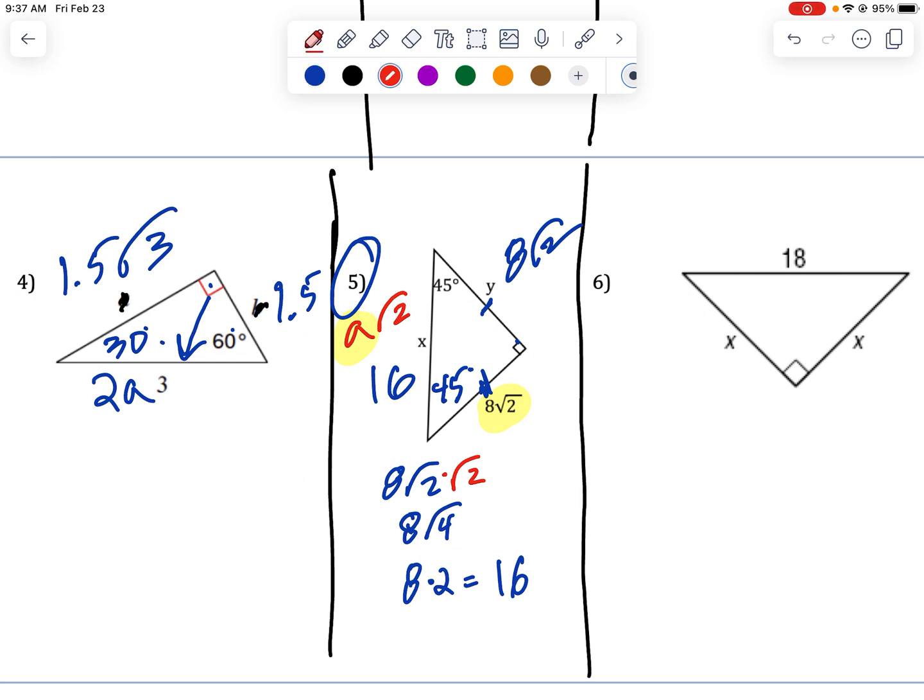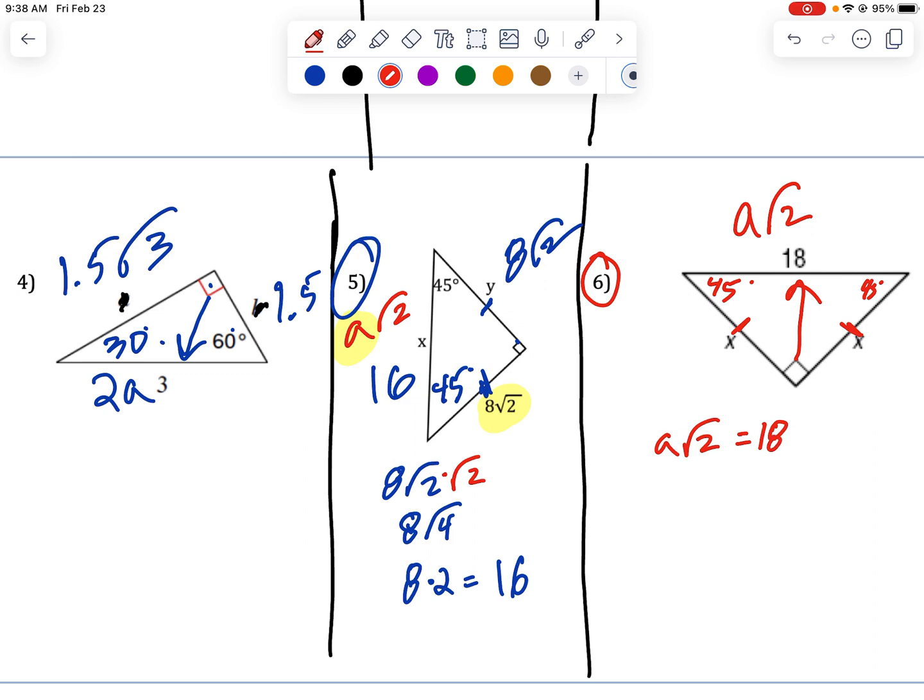All right, this is also similar to a problem we did on Friday. It's a work backwards problem. If both of these sides are labeled x, that means both of these sides are the same. Well, since they're both the same, that means this is a 45, 45, 90 triangle. If this is a 45, 45, 90 triangle, that means the 18 is my a root 2 side. So in order to find my a value, I set a root 2 equal to 18.